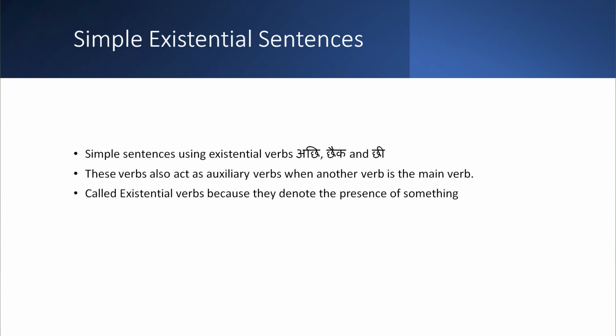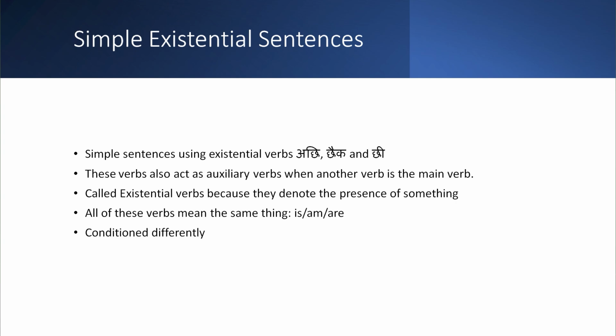They are also called existential verbs because they denote the presence of something, and if you want to negate it, it will denote the absence of something. All of these verbs mean the same thing, is, am, are. But that does not mean that am is anything equivalent to this, we will know it later. But they are all conditioned differently, and this is how we show it.